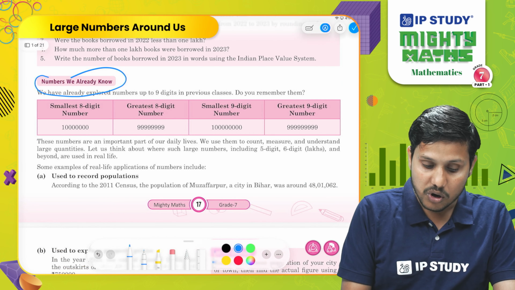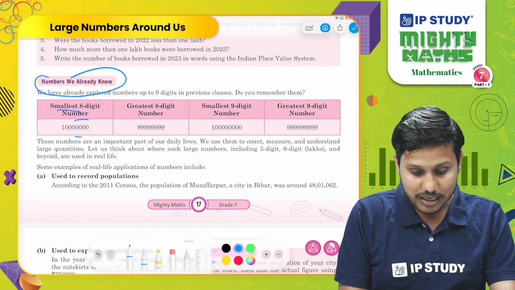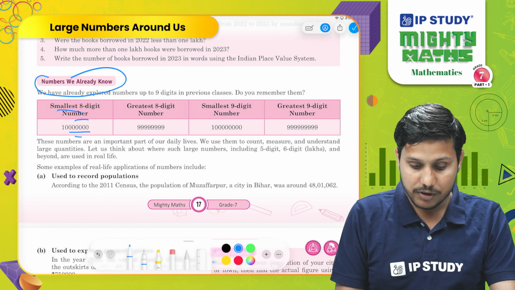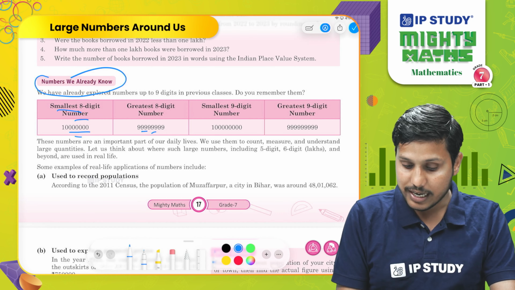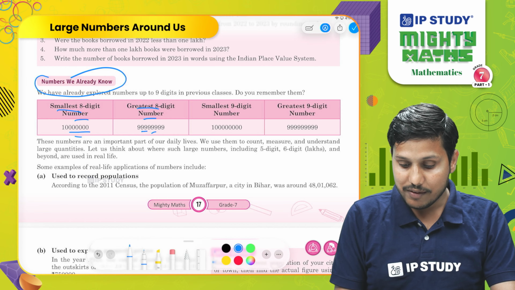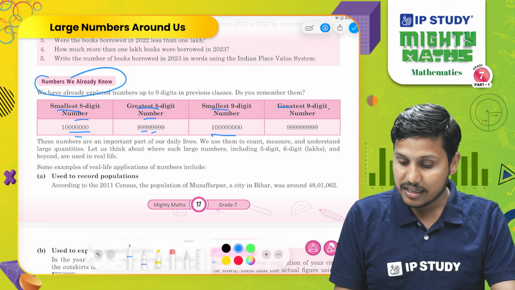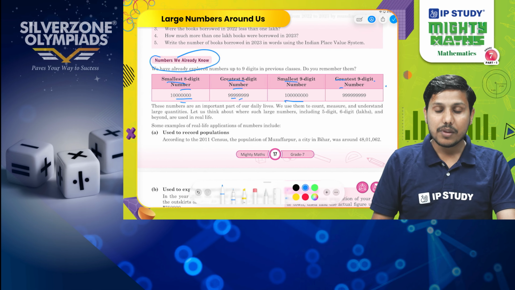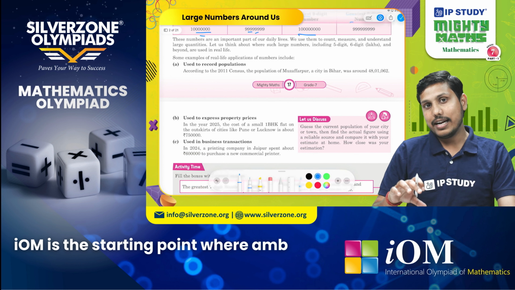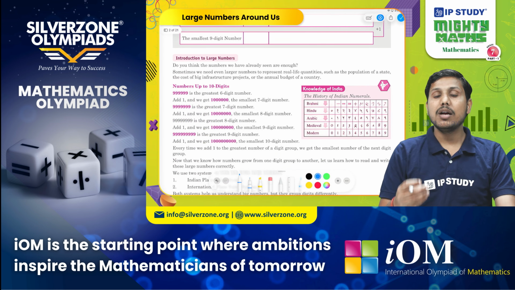So here we have 1 crore as the smallest 8-digit number. Then we have 9 crore 99 lakh 99,999 as the greatest 8-digit number. Then we have the smallest 9-digit number as 10 crore, and the greatest 9-digit number will be 99 crore 99 lakh 99,999. Now, after these 8 and 9-digit numbers, we have to understand how we can form a 10-digit number.